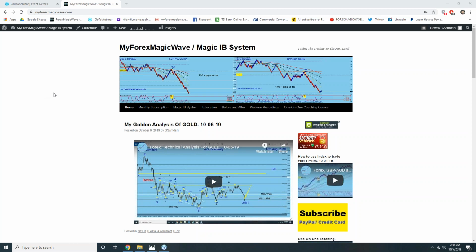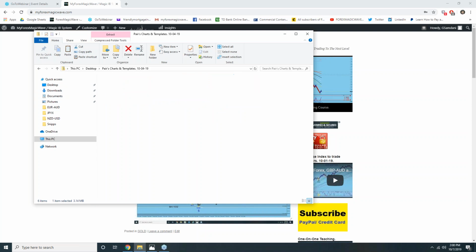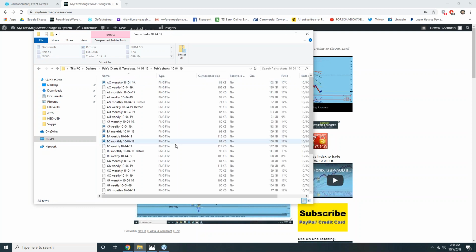So let's get started. I made some new charts. Every week I do that for my subscribers. So indexes and the charts and all that. So this is the folder. Let's see if I can open the folder. I made the new chart for almost everything: charts and templates, pair charts. Well, not everything, but selected pairs.